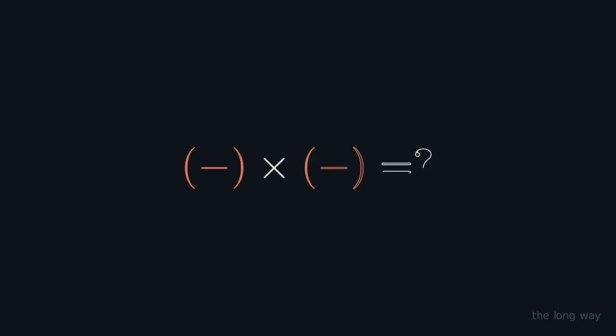You were probably just told to accept this one. Two negatives make a positive. No reason given, just a rule to write down and remember before the test. People have even made up little rhymes so they'd never have to explain it. So let's actually find the reason.